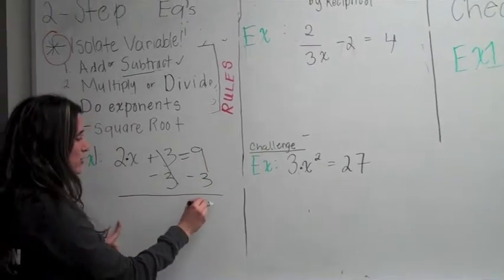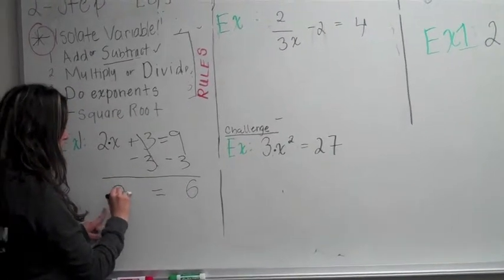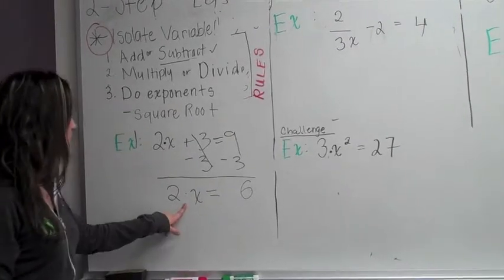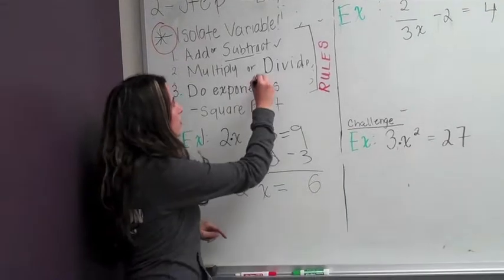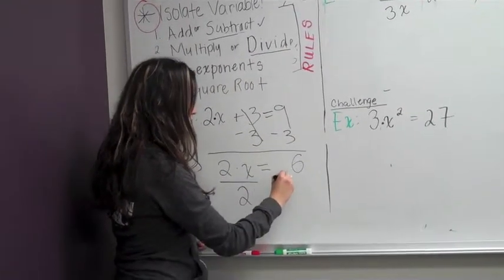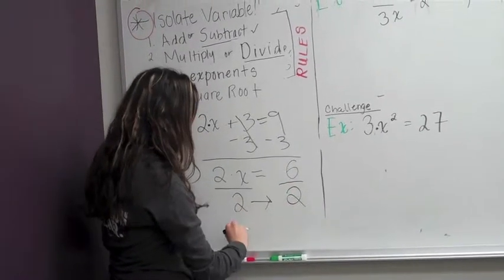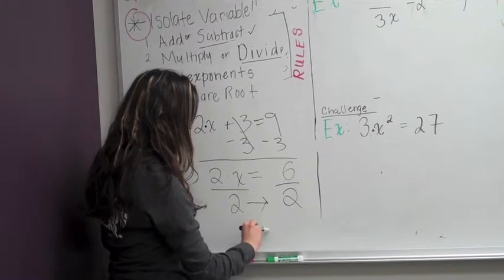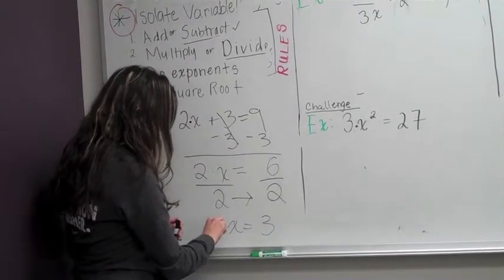So 9 minus 3 is 6, and that equals 2x. This is multiplication. The opposite of multiplication is division. So here, we would divide by 2. What we do to one side, we do to the other. And so what does x equal? 3. Awesome. So x equals 3.